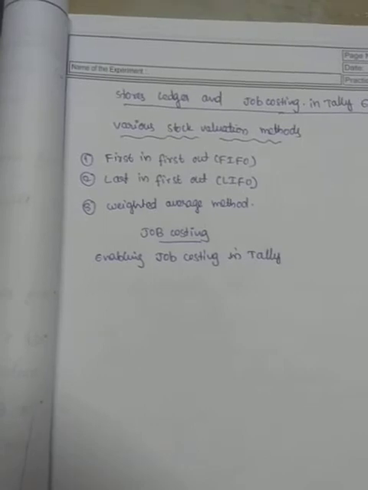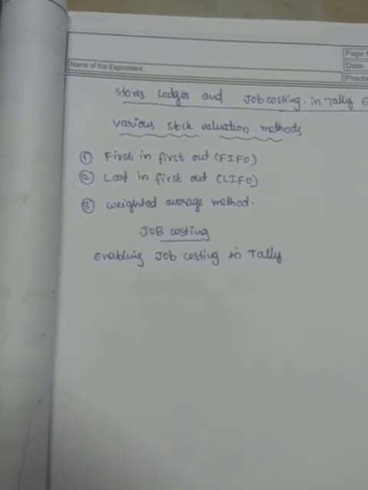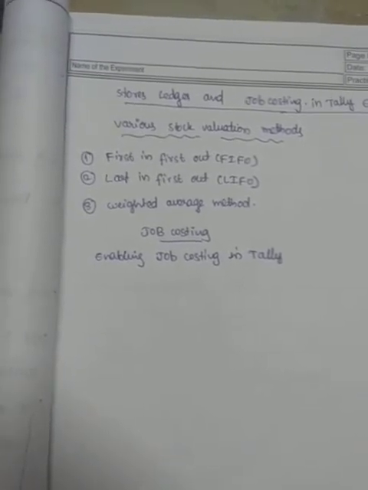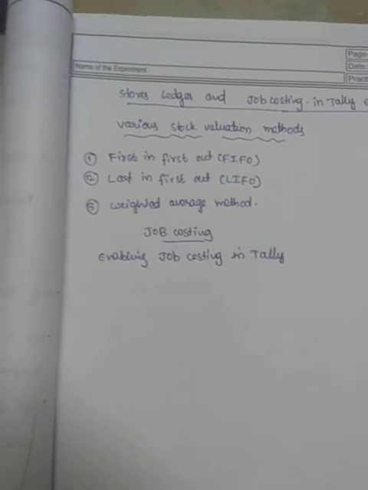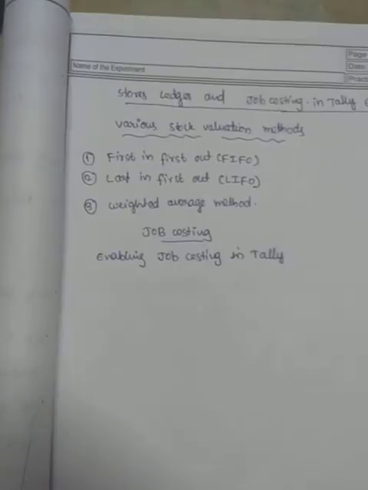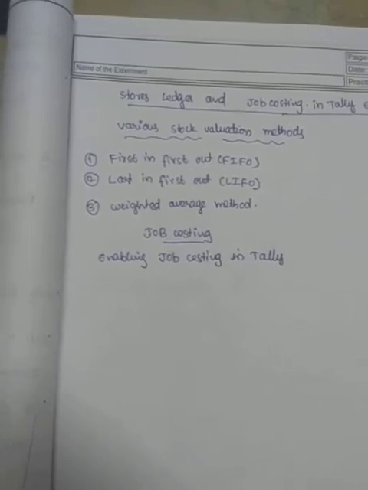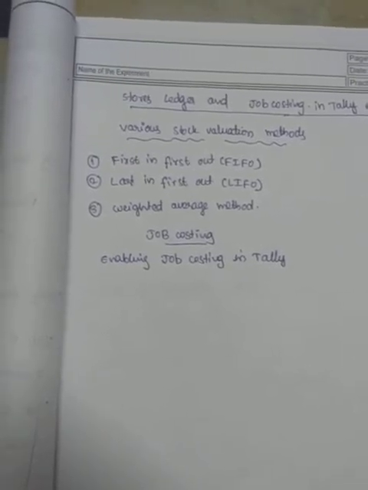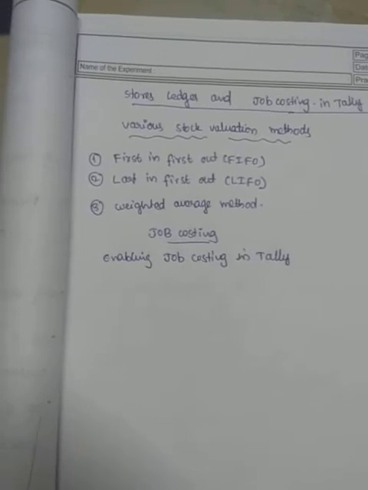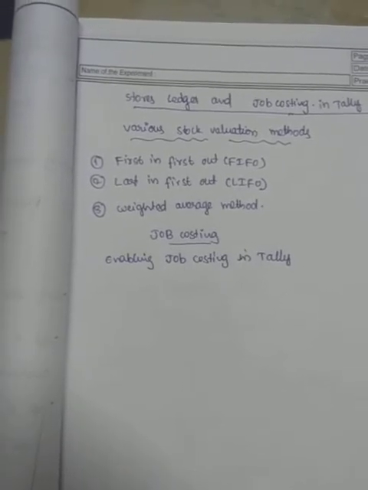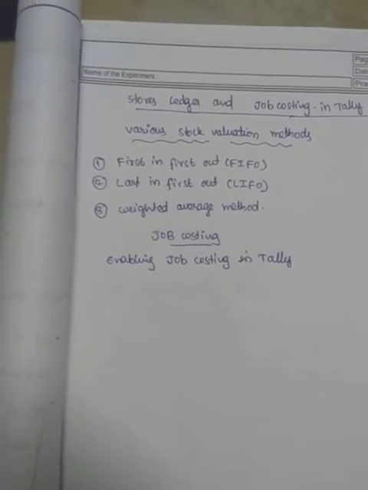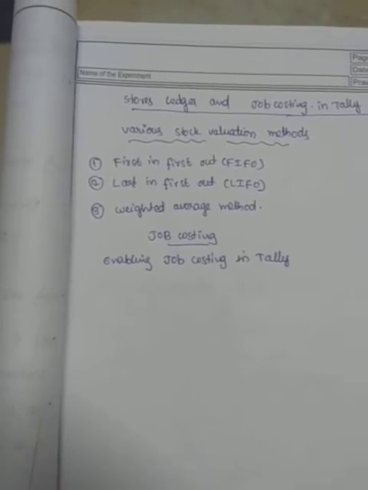If the company maintains accounts with inventory, we can enable the job costing feature. For example, a company that maintains accounts only cannot enable the job costing feature.